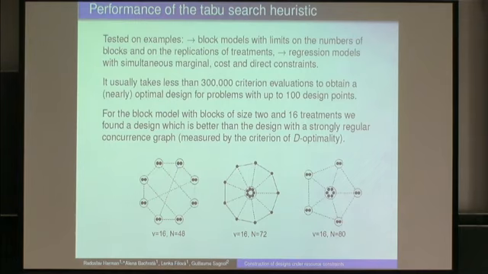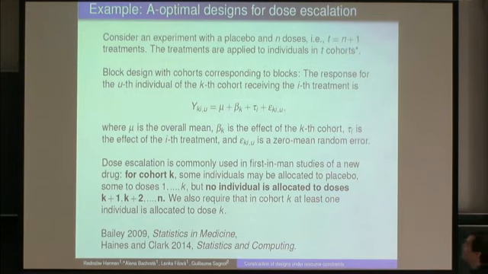Okay. So let's go to A-optimal designs for dose-finding studies, which is the main example. We have a placebo and n doses. That is, the number of treatments is n+1. The treatments are applied to individuals in T cohorts. That is, we consider the so-called extended dose escalation designs, not the standard ones.